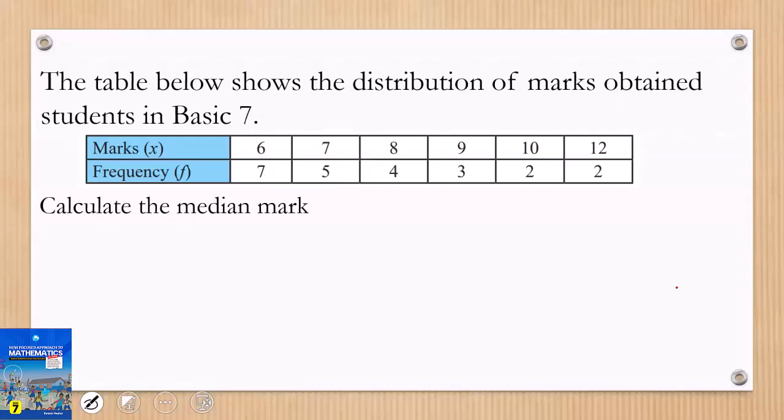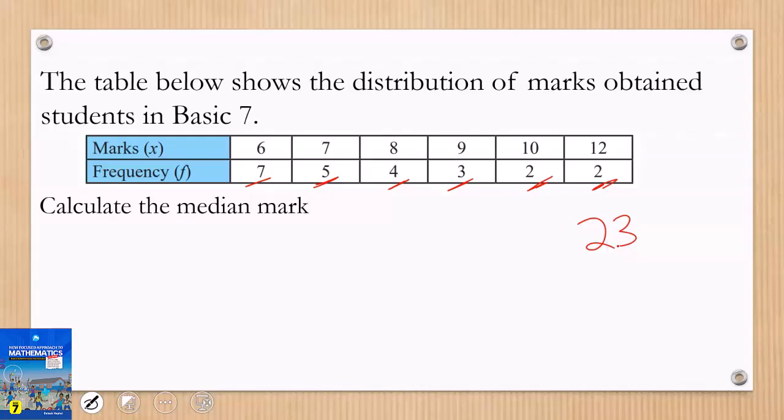Now let's take another example with ungrouped frequency. You want to find the median mark. With this one, you first have to look at the total frequency, the total number of people in the class. So 7 plus 5 plus 4 plus 3 will give us 19. 19 plus this 2 plus this 2 will give us 23. So our total is 23.